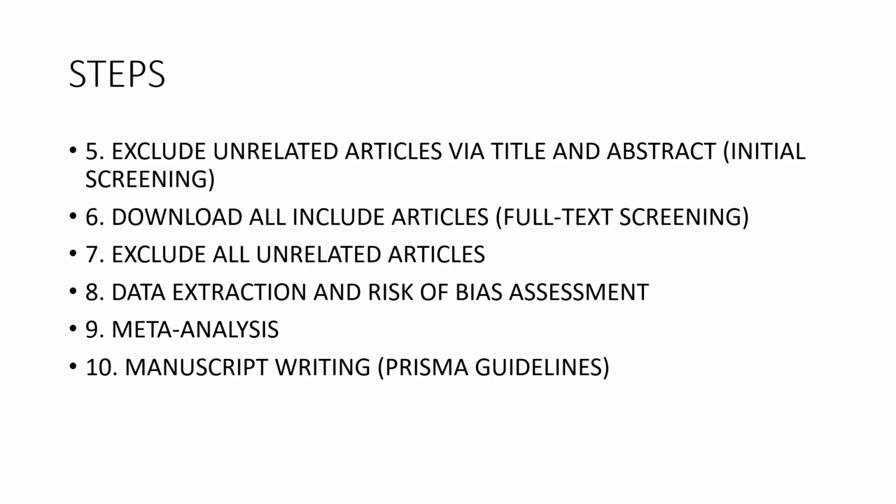We usually end up with 200 to 300 articles, I mean article titles. It doesn't take that much time to go over these 300 titles and try to exclude what's unrelated. But then you need to download all included articles and do something called full text screening. And then you exclude all of the unrelated articles after you do full text screening. So we do a double check, right? We do initial screening using title and abstract, and then a second screening using full text.